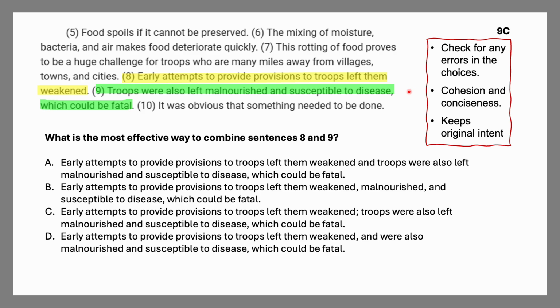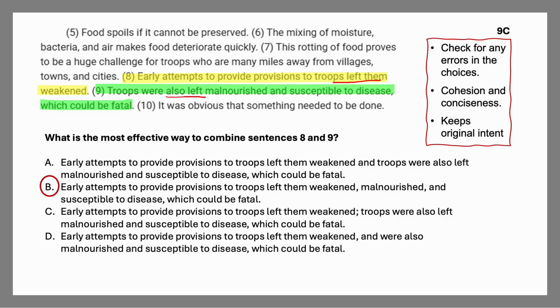All right, your answer is B. Early attempts to provide provisions to troops left them weakened, malnourished, and susceptible to diseases which could be fatal. And if you take a look, you should have noticed some repetition in here. Early attempts to provide provisions to troops left them weakened. Troops were also left malnourished. So look how they're doing. Early attempts to provide troops left them, and then they were left again, right? And so we're just separating. It's like we're having to repeat that the troops were left. And so I want to make that concise. So I'm going to get rid of that redundancy.